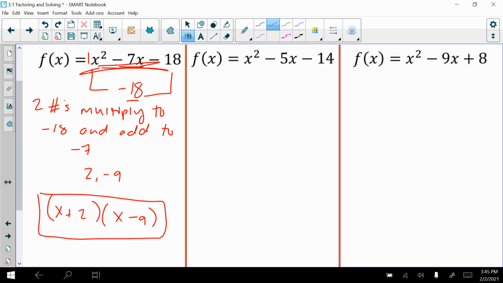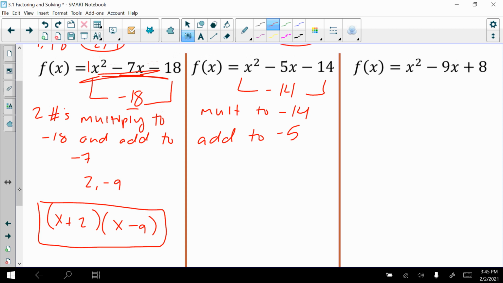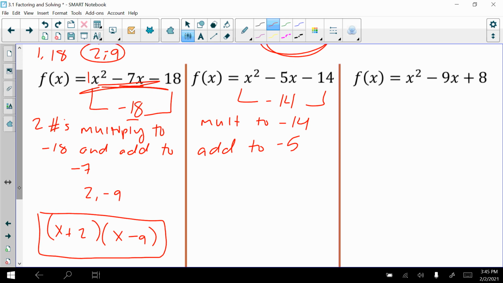Now the second example. Again, our first step is to multiply A times C, first times last. That's negative 14. Now I need two numbers that multiply to negative 14 and add to negative 5. Okay? So maybe you can think of factors of negative 14. We have 1 and 14. That's obviously not going to work. I can't make 5 out of that. We have 2 and 7, and that might work. I need one of them to be negative.